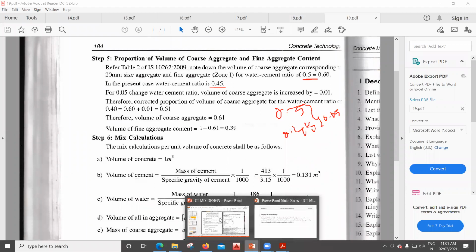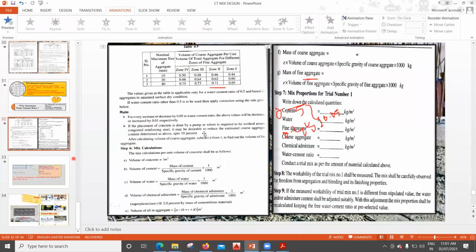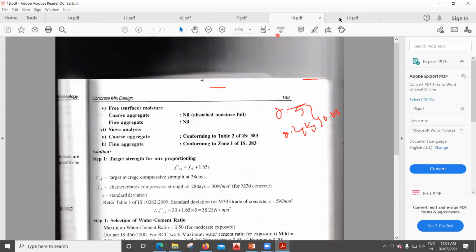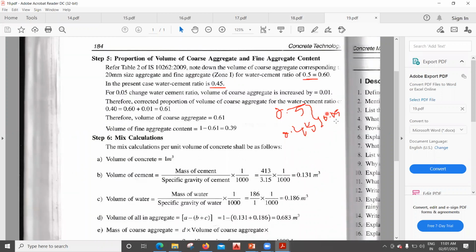Very straightforward. If you refer to the code here, it's given that for every increase or decrease of 0.05 in the water cement ratio, the above value will be changed by 0.01. We're also getting 0.05. Therefore, for 0.05 change in the water cement ratio, volume of coarse aggregate is increased by 0.01. Since we are decreasing from 0.5, we are coming down, so we have to increase it by 0.01. Hence, 0.6 plus 0.01 is equal to 0.61.